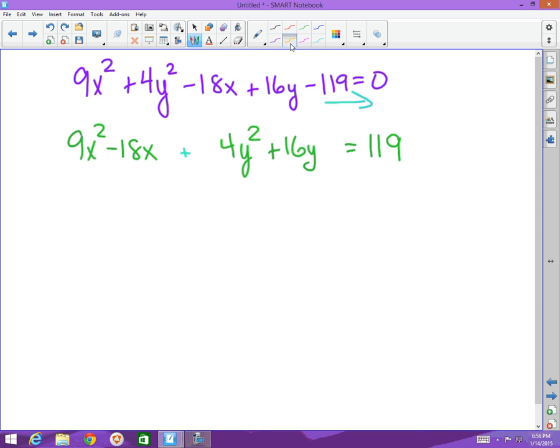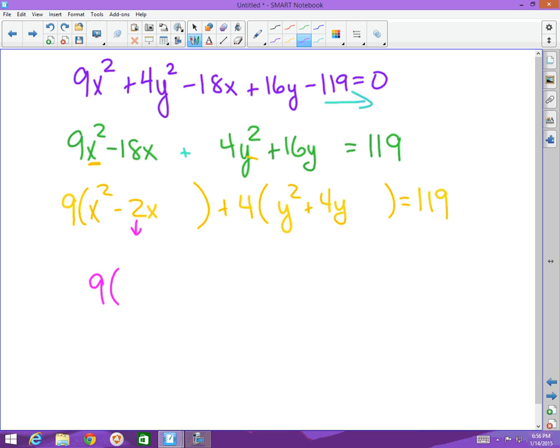And so then in order for you to complete the square, the first thing you have to do is factor out, so you get the x squared and the y squared isolated. So 9 times x squared minus 2x, and this would be plus 4 times y squared plus 4y equals 119. And then to complete the square, you take half of that, so you're going to get 9 times x minus 1 squared. In order for you to be able to write this factor, you have to add 1 to this because it's that squared.